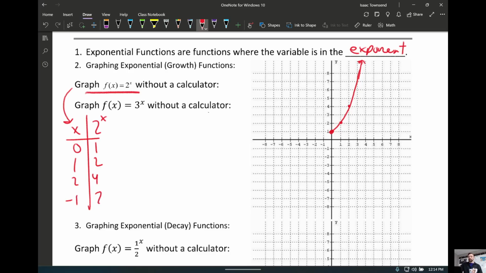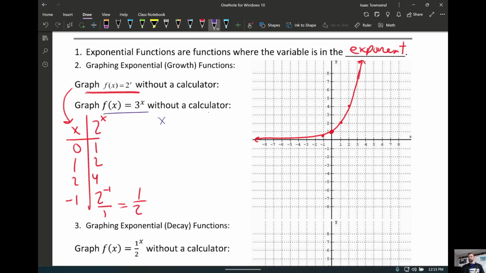To do something like 2 to the negative 1, you'll have to remember an exponent rule where a negative exponent can move to the other side of a fraction and become a positive exponent. So 2 to the negative 1 is the same thing as 1/2. And same thing, you can plot more and more points. The more points you do, the more accurate it would be, but that's already pretty accurate. That's what 2 to the x would look like.